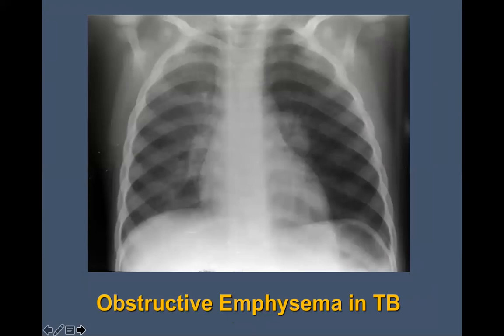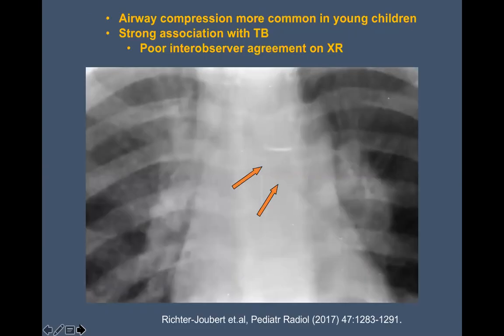Obstructive emphysema may be a little harder to tell. This is a child, and you can see that there's some prominence in the left hilar region, which is some left hilar lymphadenopathy due to TB. Once again, notice that this lung is radiolucent compared to the other lung, and that's because you have some partial compression of this left main stem bronchus. You can actually see the narrowing of the bronchus here.